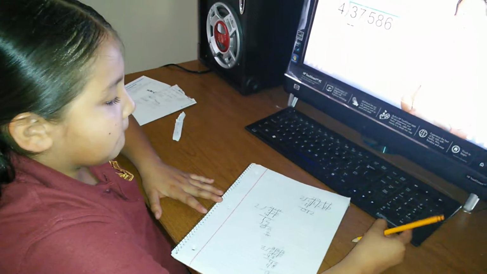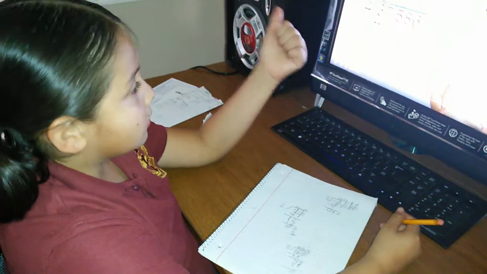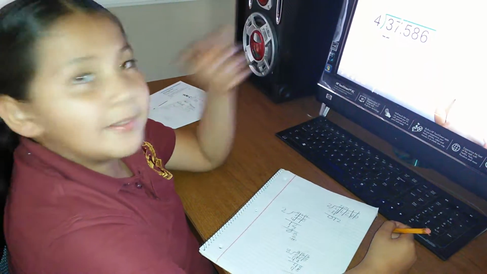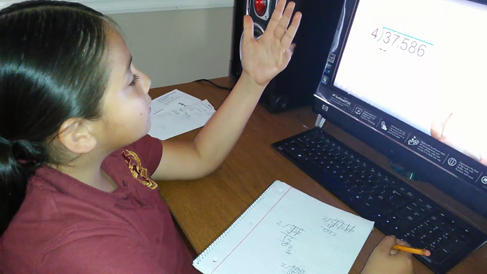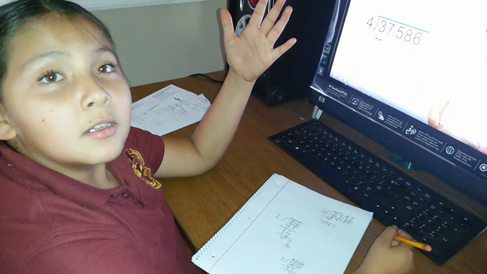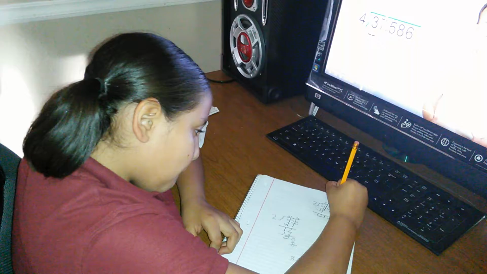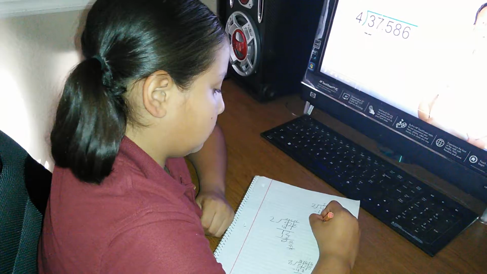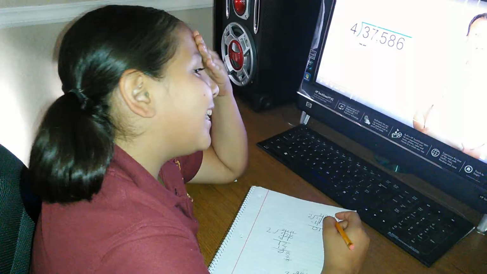And now the question is, how many 2's go into 12? 2 times what equals 12? 5. You sure? 2 times 5 is 10, not 12. Oh, 6. Okay. 6. So the 6 goes right on the top. Okay. And write down the answer. What would it give you? 12.